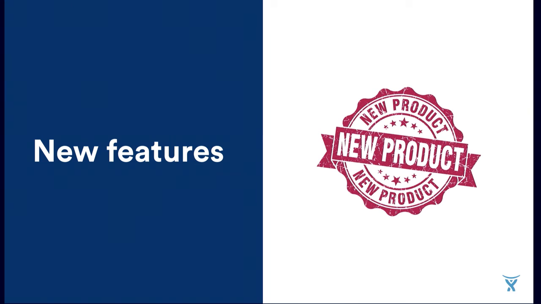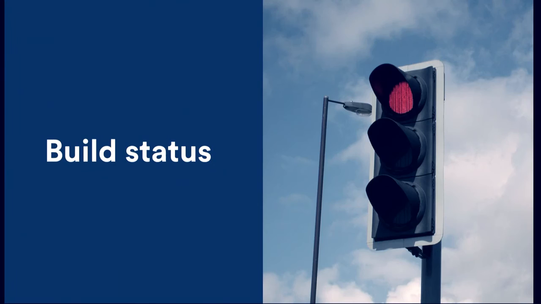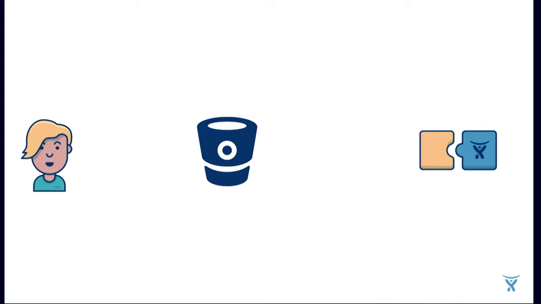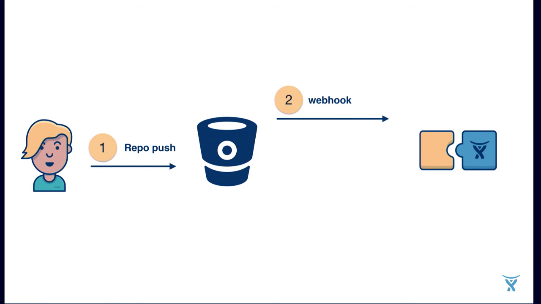So now I'm going to go over the new features. First off, build status. What's a build status? Well, a build status is a status that you can post, your add-on can post, for any commit inside of Bitbucket. So in this example, when the user pushes to Bitbucket, Bitbucket notifies an external service of the push. The external service posts a status for a given commit from that push and says that the service has started a build.